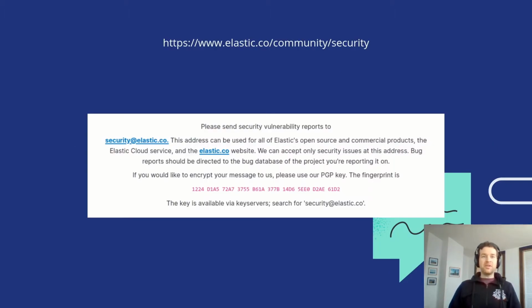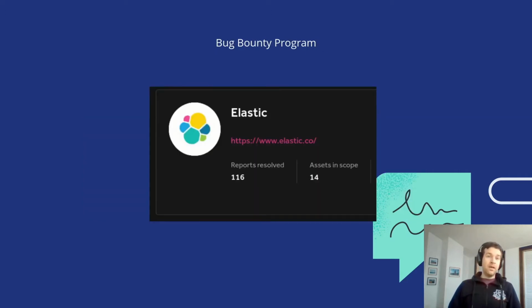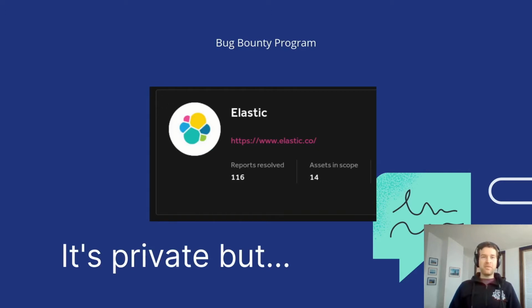If you find a security vulnerability in any Elastic product, you can visit the page linked above and email security@elastic.co to communicate with the team. They also run a bug bounty program on HackerOne. It's private, but I have permission to mention it, and they plan to make it public one day, so keep an eye out for that.